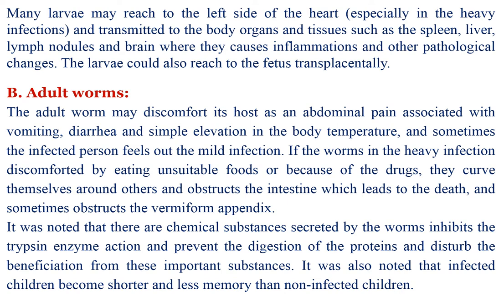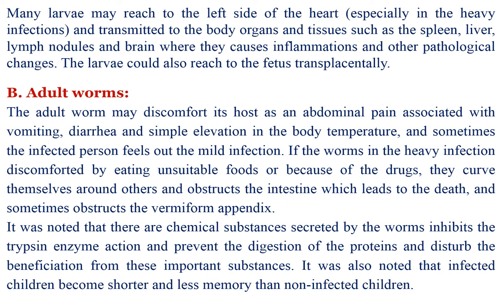the body organs and tissues such as the spleen, liver, lymph nodes, and brain, where they cause inflammations and other pathological changes. The larvae could also reach the fetus transplacentally. B. Adult worms. The adult worm may discomfort its host with abdominal pain associated with vomiting, diarrhea, and a simple elevation in body temperature. And sometimes the infected person feels nothing in a mild infection.